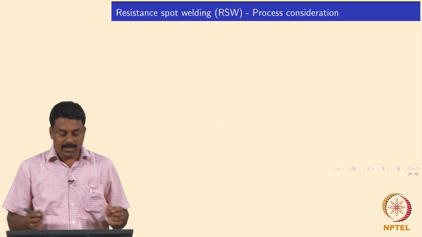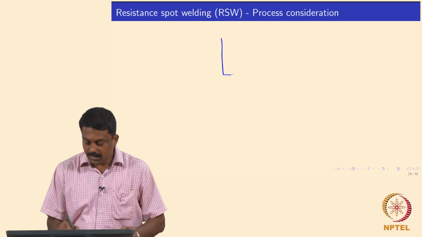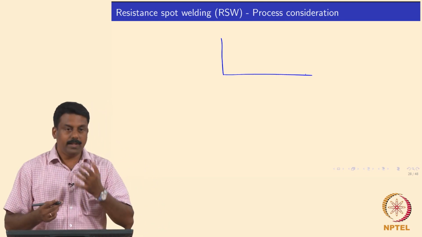Good. So we will continue from last class. Last class we looked at the weld growth curves, right? So what is a weld growth curve? We plot the weld nugget diameter as a function of current or time, okay? And then we can identify the Imax and the critical diameter required for the engineering application.